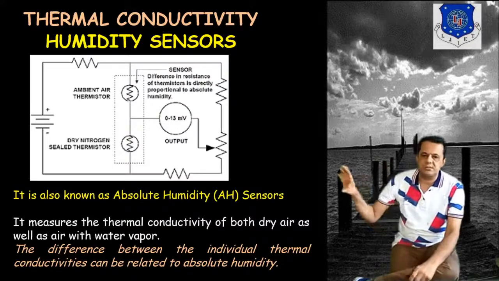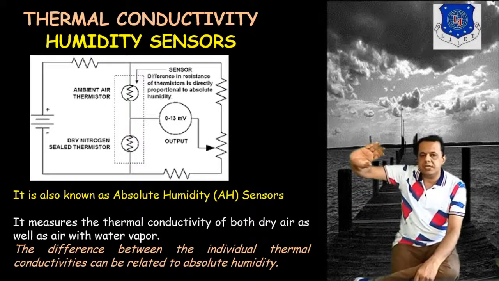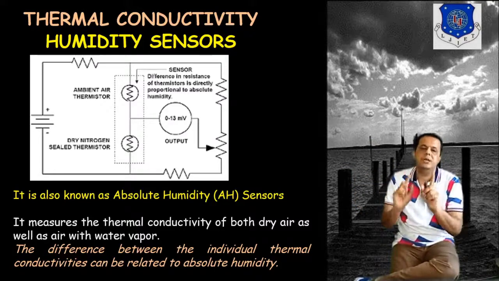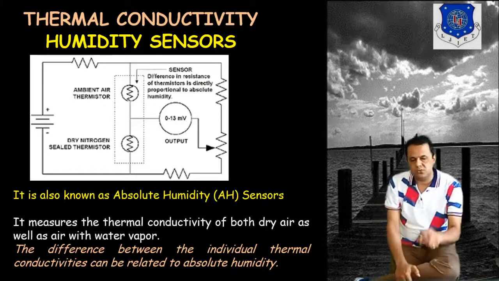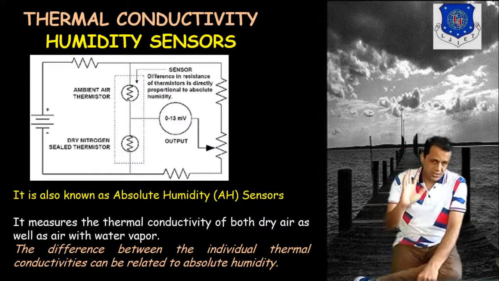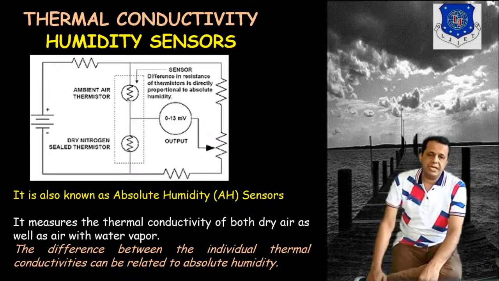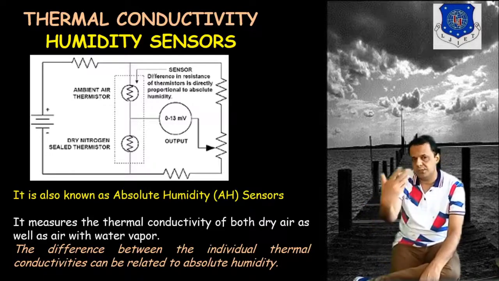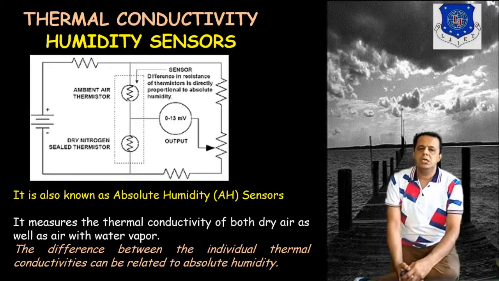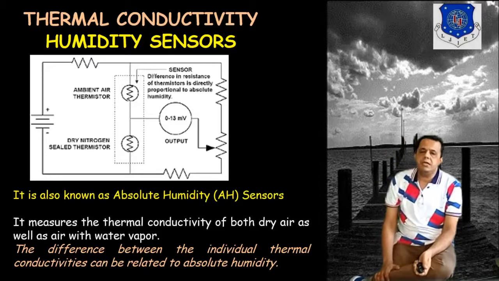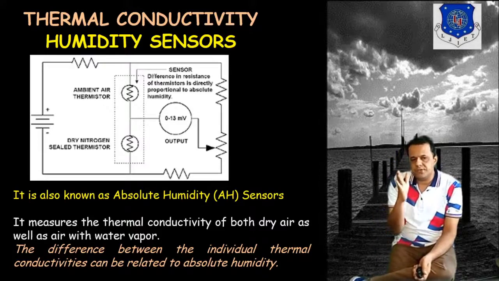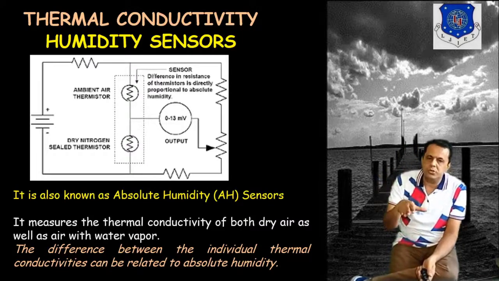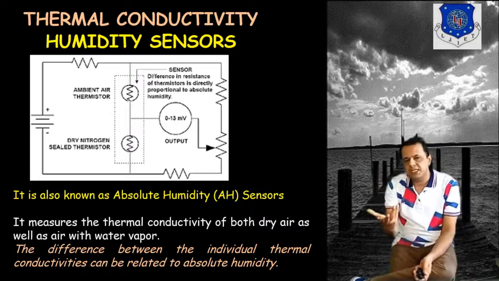Here you see the diagram where some supply is given and ambient air is enclosed, then a dry nitrogen filled thermistor is there, and it is actually forming a bridge circuit. You can see there are 1, 2, 3, 4 resistors shown. It becomes a bridge, and one variable resistance sets the output between 0 to 13 millivolt. Obviously this millivolt will be amplified for the measurable display. Here we will measure individual thermal conductivity to be related to the absolute humidity, and then we will be taking the difference.